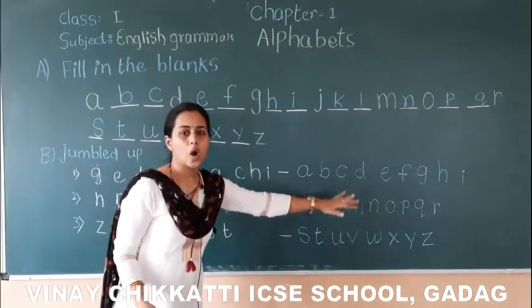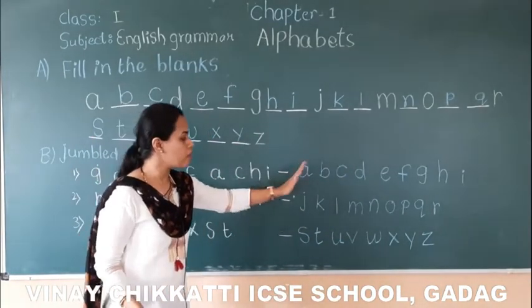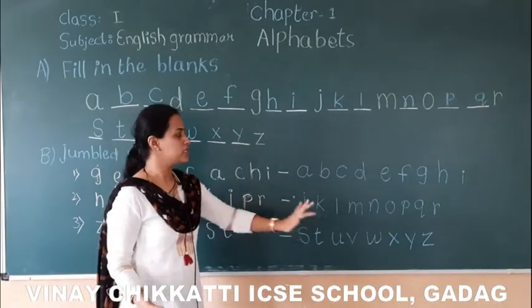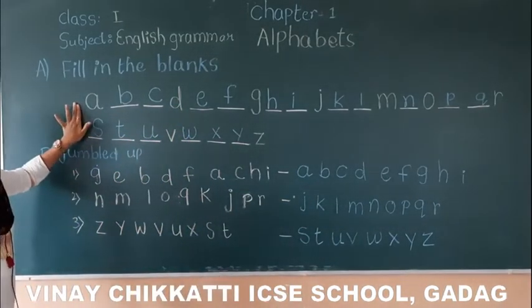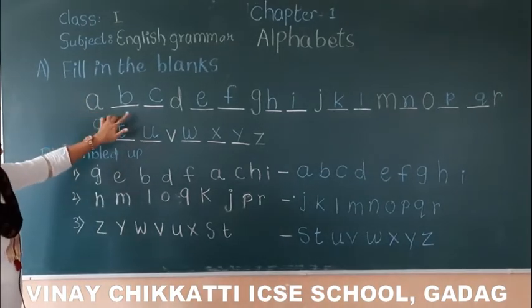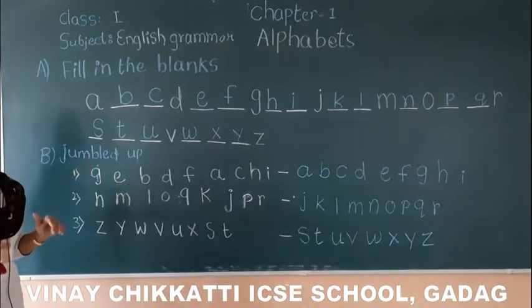These are in order. Okay. See, again you wrote one more time A to Z. So, you have to practice and you have to write fill in the blanks and these jumbled letters.